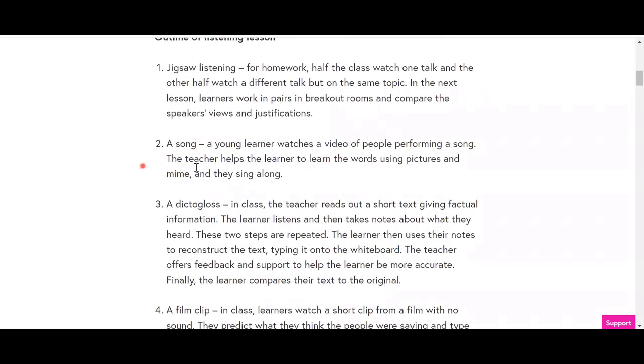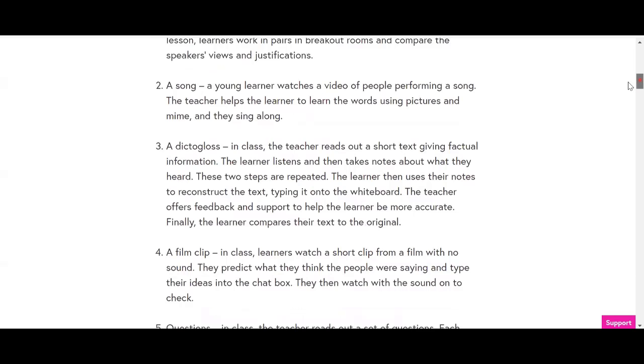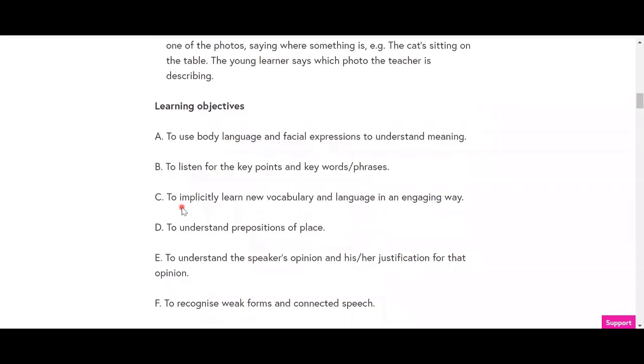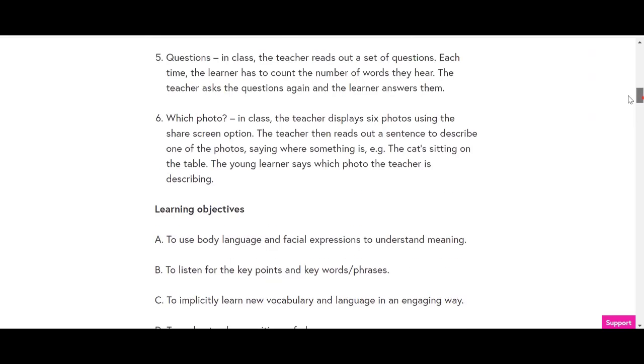And number two, a song. A young learner watches a video of people performing a song. The teacher helps the learner to learn the words using pictures and mime, and they sing along. So the answer for that should be letter C, to implicitly learn new vocabulary and language in an engaging way. So a song is also an engaging way or exciting way to learn the language as well.